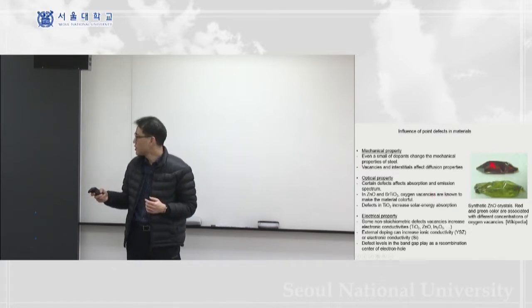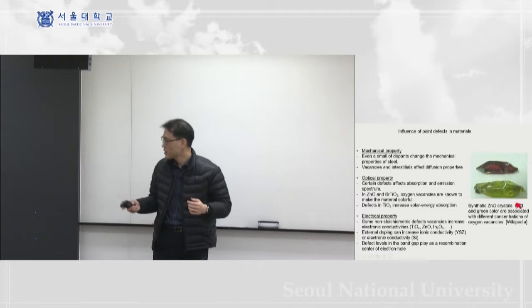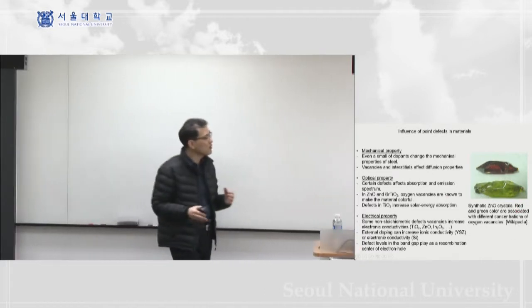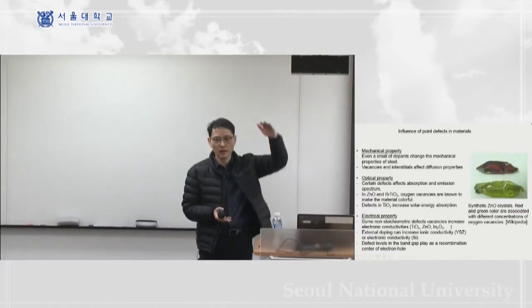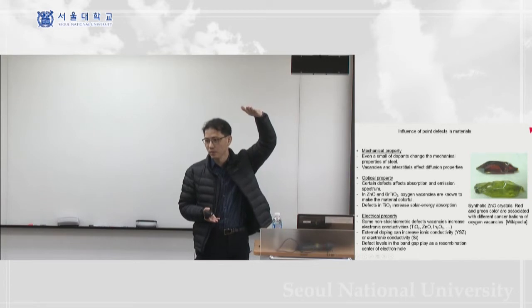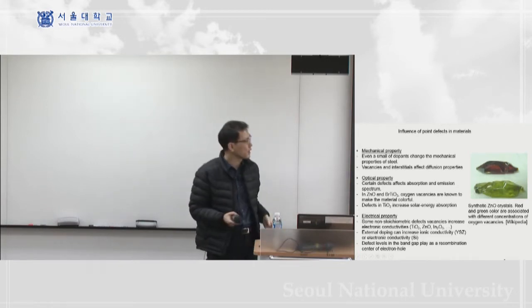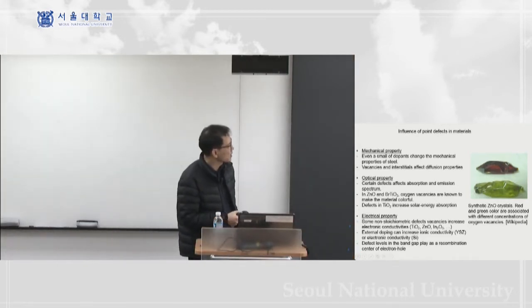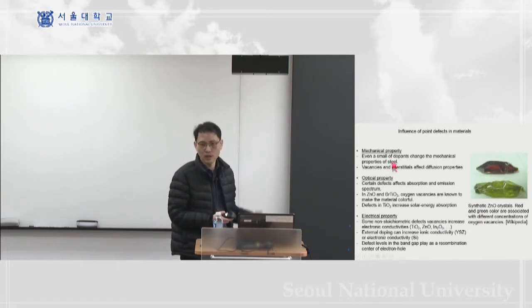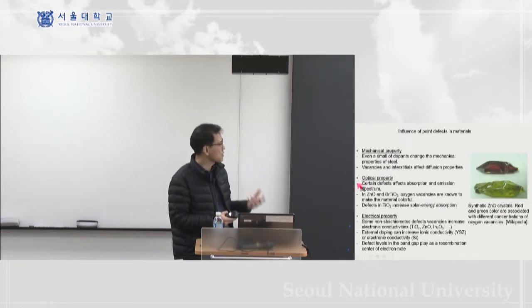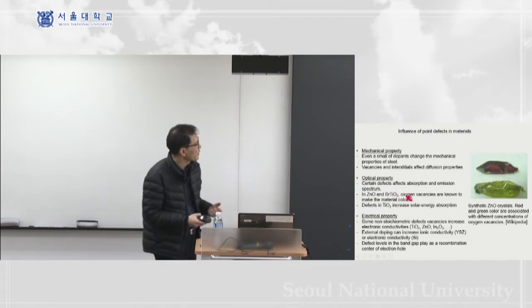material. In this example here, this is a synthetic zinc oxide crystal. Without any defect, zinc oxide has a band gap of 3.4 electron volts, which is transparent, right? But if you have a certain concentration of oxygen vacancies, then depending on the concentration, the red or the green colors appear in the material. So some of the defects are called color centers because they change the color of the material.